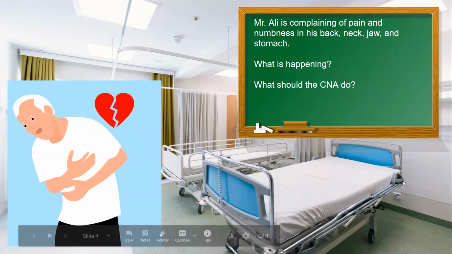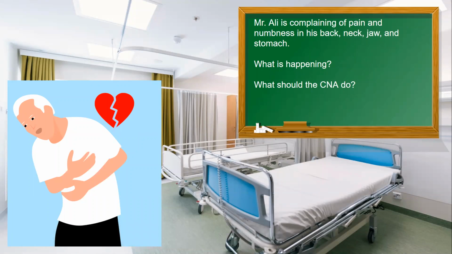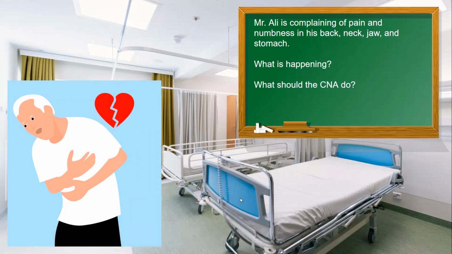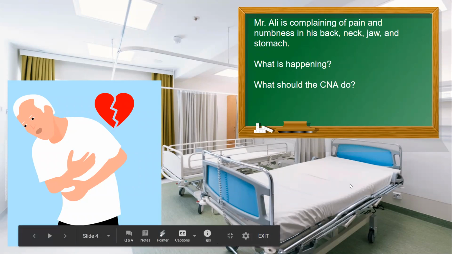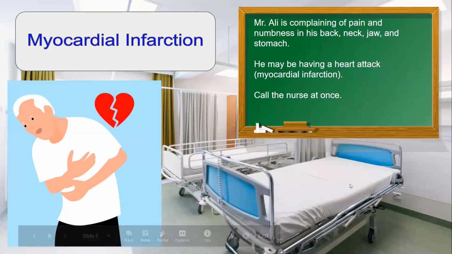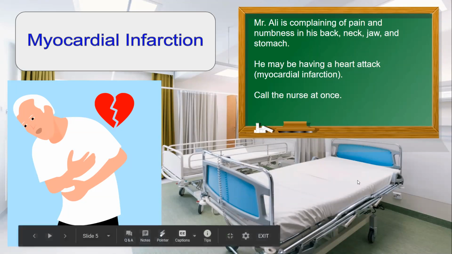Our next resident is Mr. Ali. Mr. Ali is complaining of pain and numbness in his back, neck, jaw, and stomach. What is happening? What should the CNA do? Mr. Ali may be having a heart attack, a myocardial infarction. Call the nurse at once.